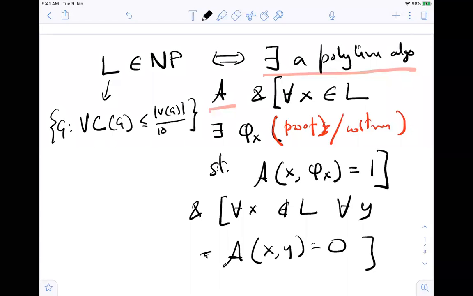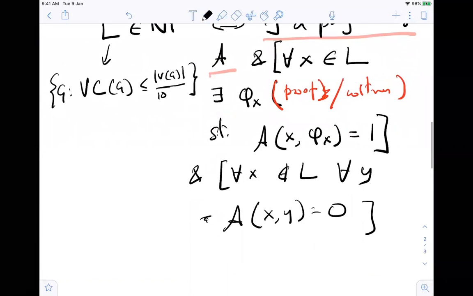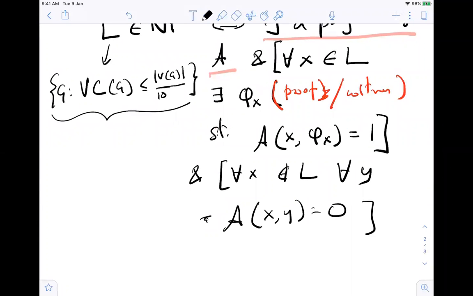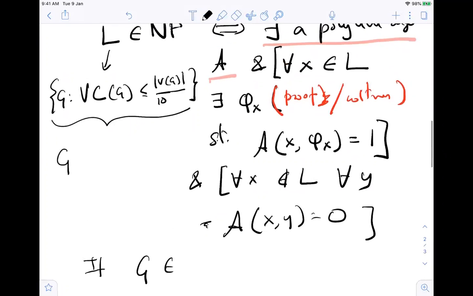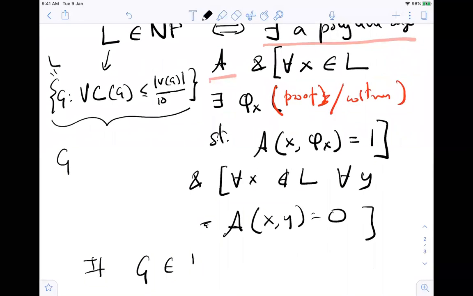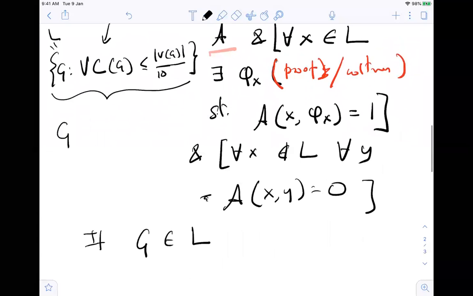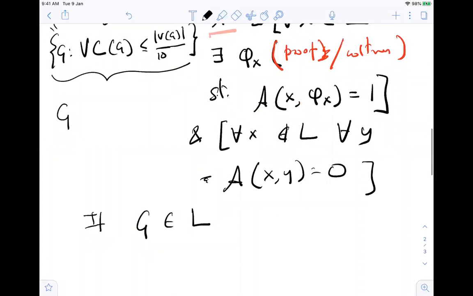So for example, if this is the language that I'm talking about, vertex cover, right? Now you give me a particular graph G. Let's call this language L. If G is in L, what does it mean? That G has a vertex cover of size less than the number of vertices by 10, right? So I will say, okay, good.